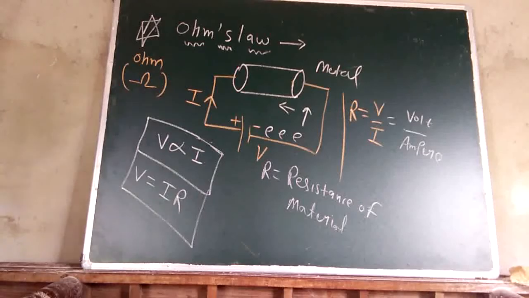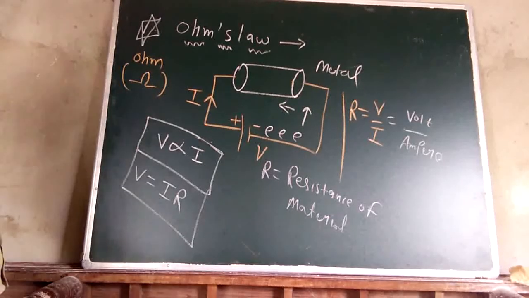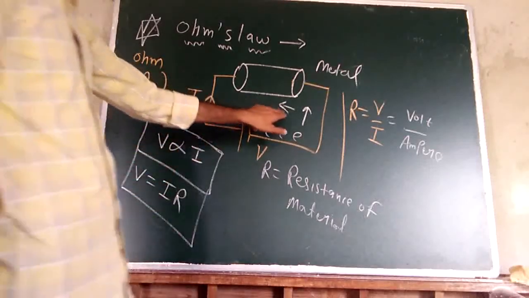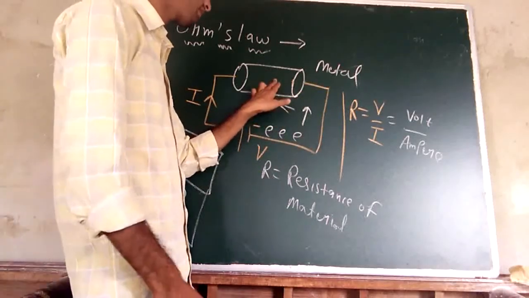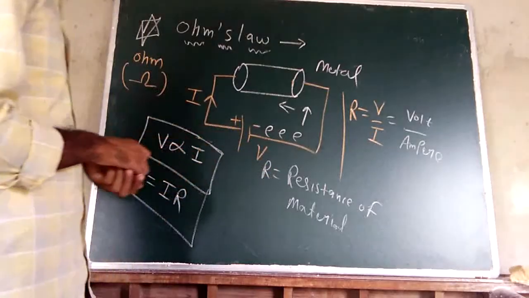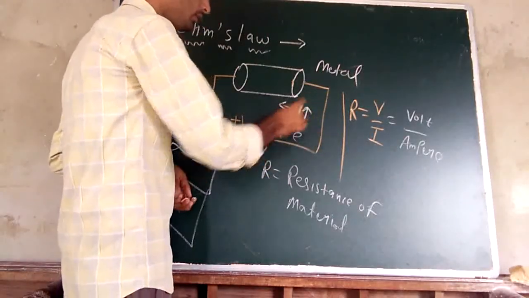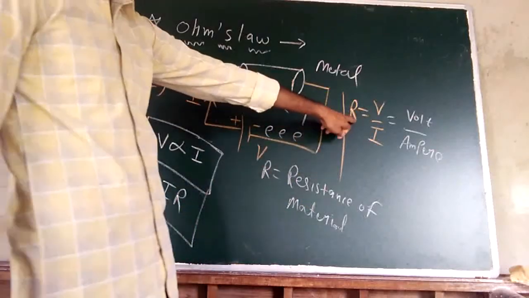Now what is resistance? Resistance is the obstacle in the flow of current. The obstacle in the flow of current is called resistance. That means resistance tries to stop the charge. The resistance effect occurs due to the obstacle observed in the flow of charges. The obstacle is known as resistance.